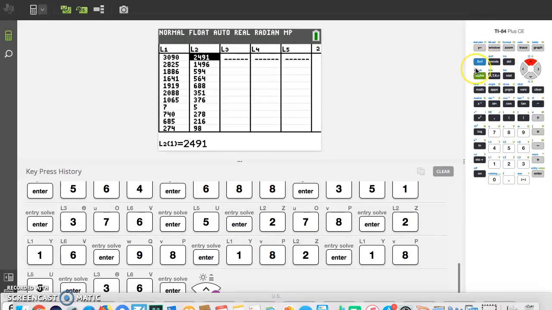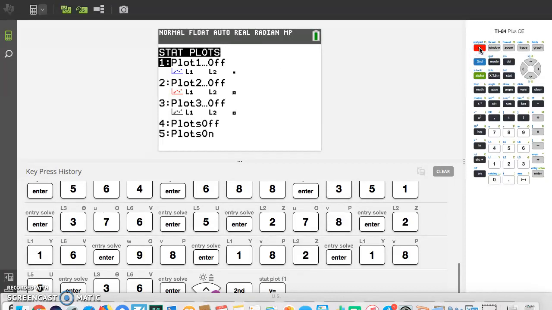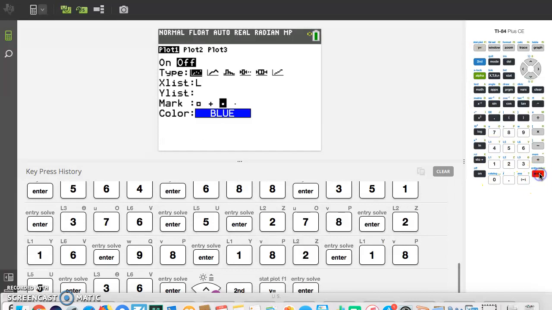Now we need to get our plot ready to be plotted on. If you'll see in blue, up above the y equals key, it says stat plot. And that's what we need to get to in order to plot this data. So here are your options. We're going to press enter. We're going to press enter again to turn this plot on. We want a scatter plot, so we want that first choice highlighted. We want list 1 as our X variable, and we want list 2 as our Y variable.